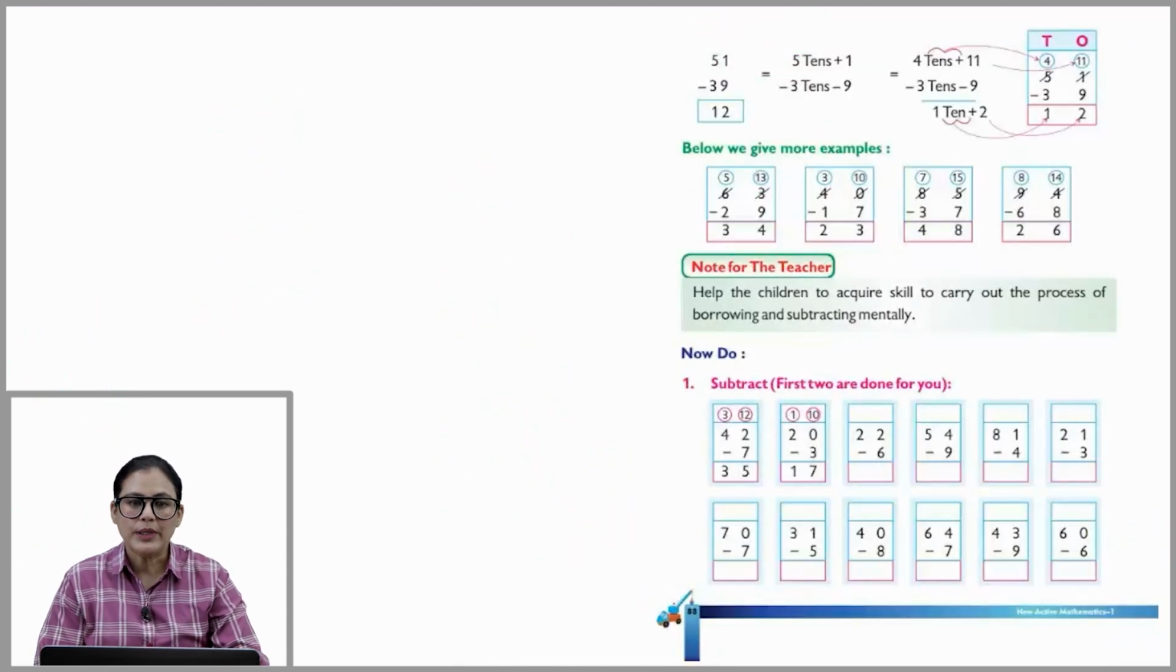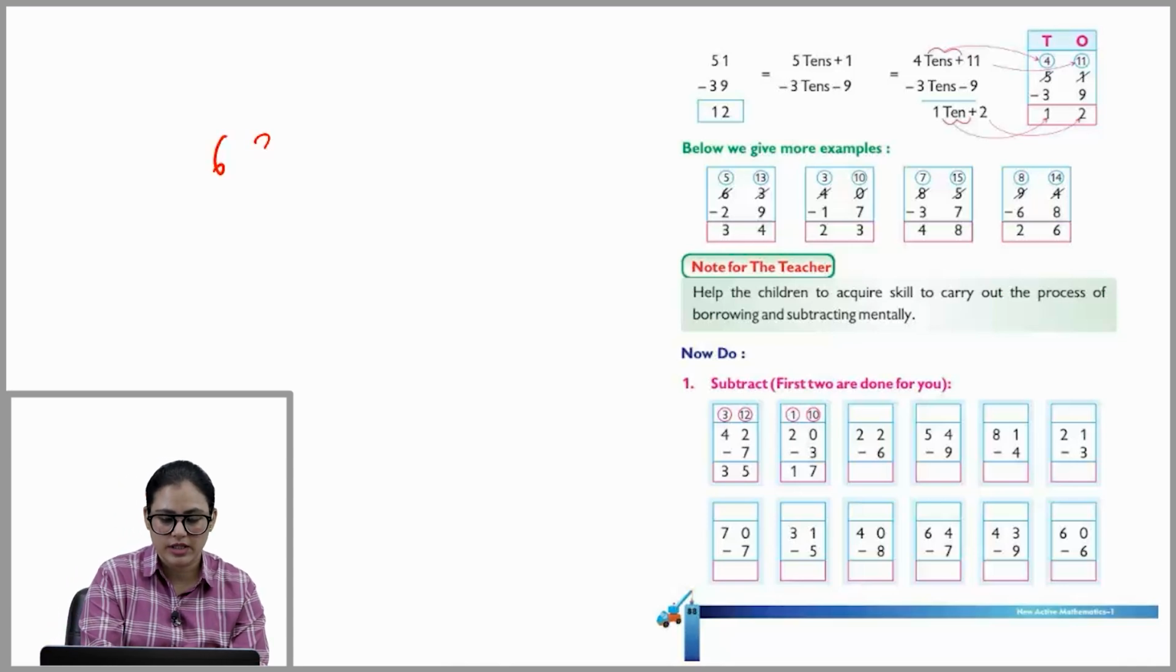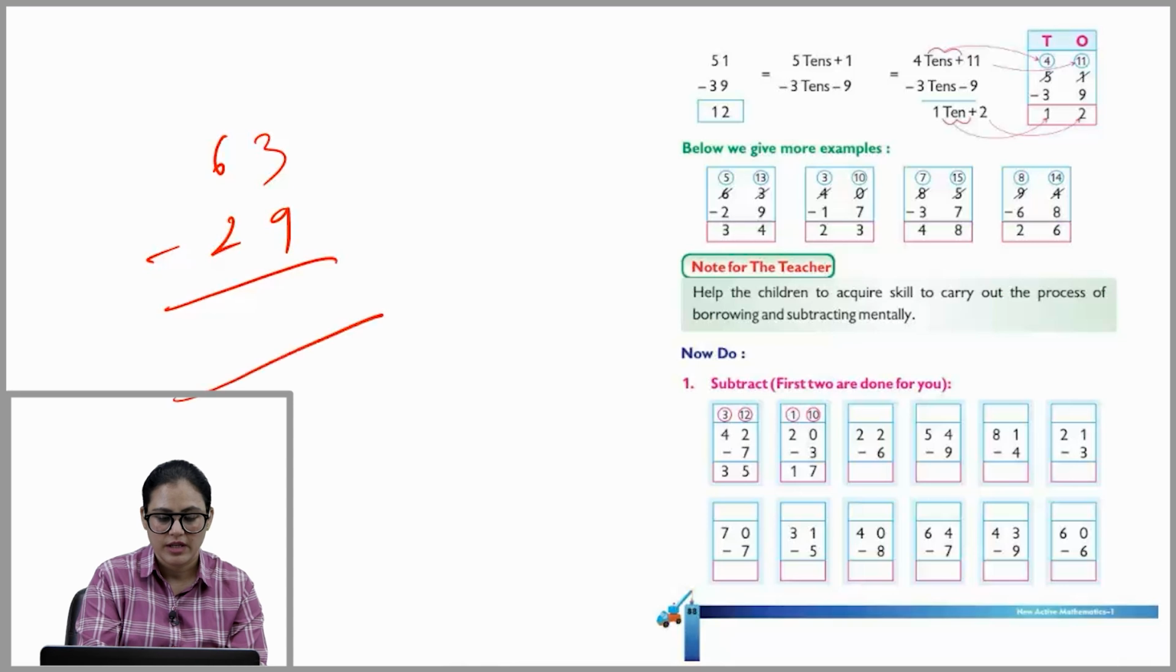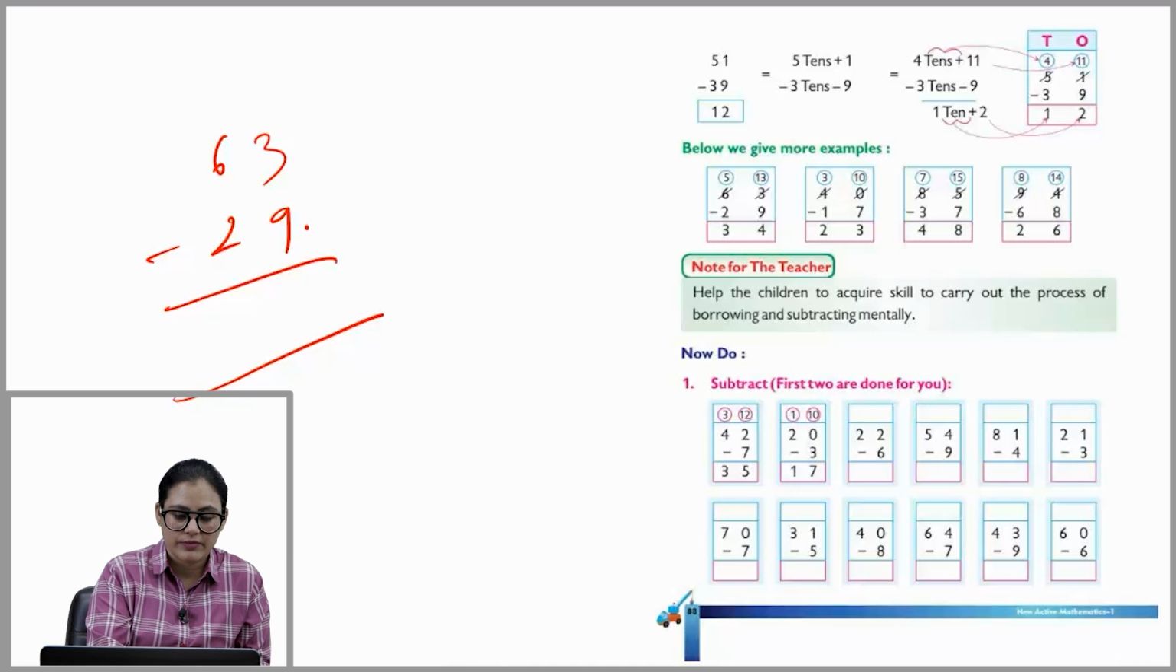Below we give more examples. See, 63 minus 29, 63, 29, okay. We cannot subtract 9 from 3, so we will arrange it like this. We will give 1 carry to this number from 6 tens, so it will become 13 ones and this will become 5 tens. Now we can easily subtract it. 13 minus 9 is 4 and 5 minus 2 is 3, okay.